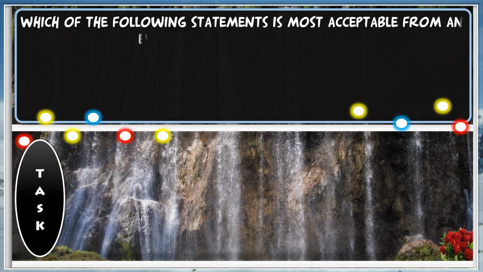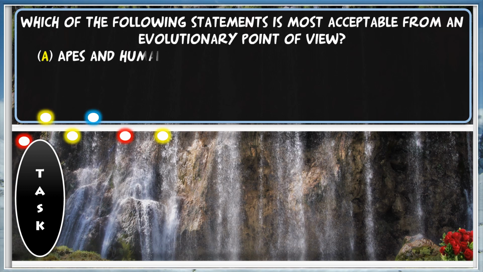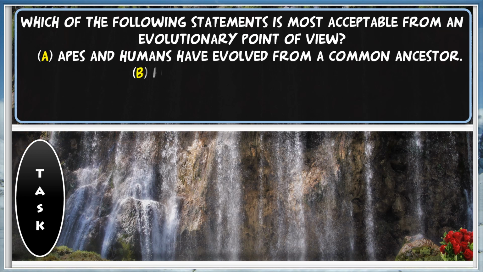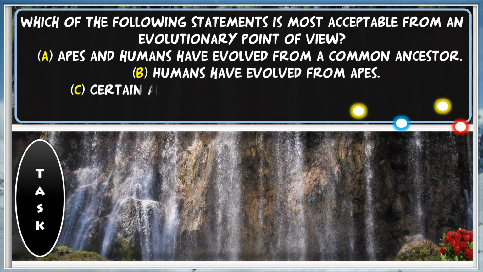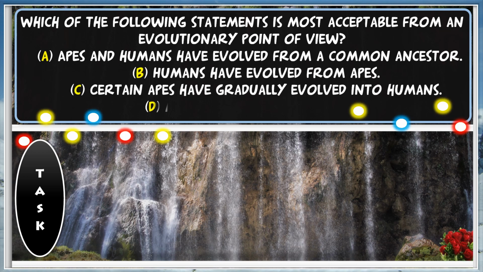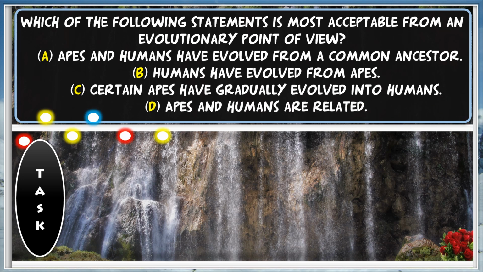Which of the following statements is the most acceptable from an evolutionary point of view? A. Apes and humans have evolved from a common ancestor. B. Humans have evolved from apes. C. Certain apes have gradually evolved into humans. D. Apes and humans are related.